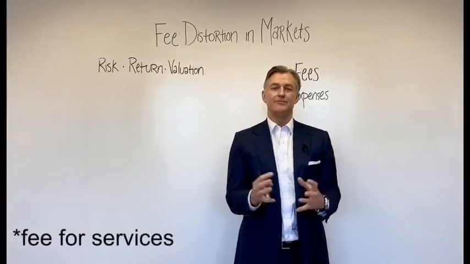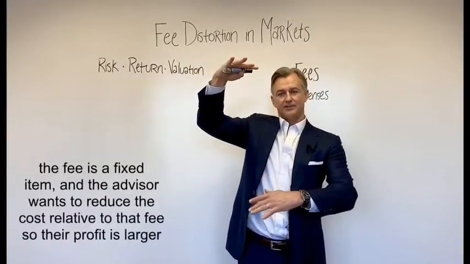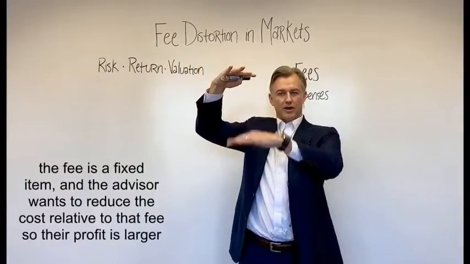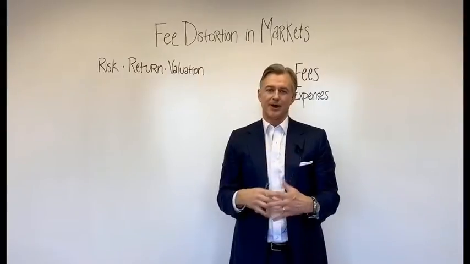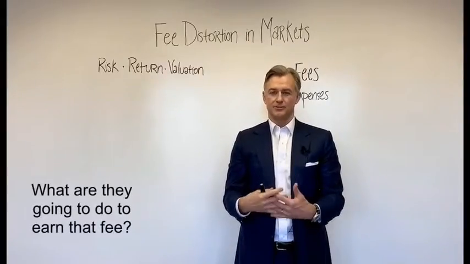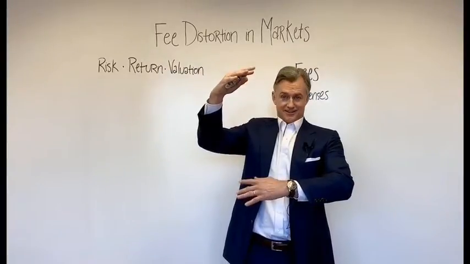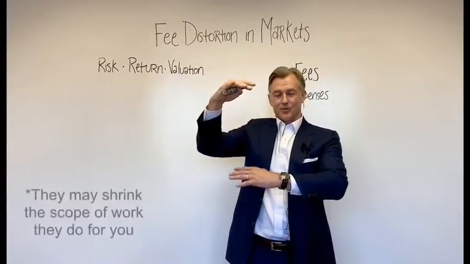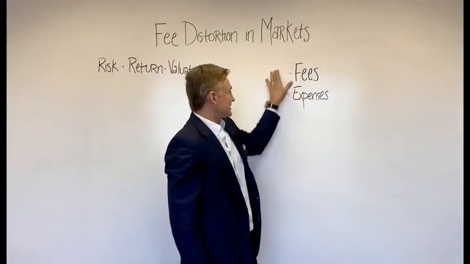When you're in fee for services, then the fee is a fixed item, and certainly the advisor wants to reduce their costs relative to that fee so their profit is larger. So make sure you're very clear about how they're going to spend the time and what they're going to do to earn that fee. Otherwise, you'll get what I call scope shrink. It won't creep because they can't bill you more. They'll actually shrink the scope of work that they do for you. So that's something to look at on fees.